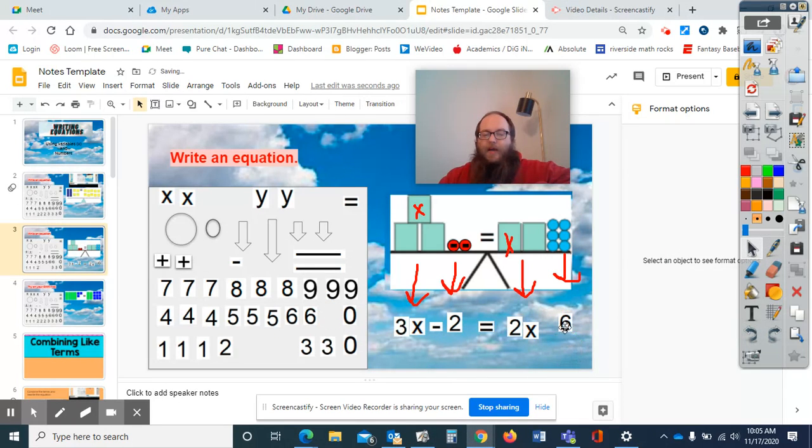Now this time, these are blue. They're not negative, so they're going to be positives. So I am going to use the plus sign on this. So the right-hand side of my equation is going to be 2x plus 6, because these dots up here are blue and they're positive. So here's my equation. We have 3x minus 2 on the left and 2x plus 6 on the right.